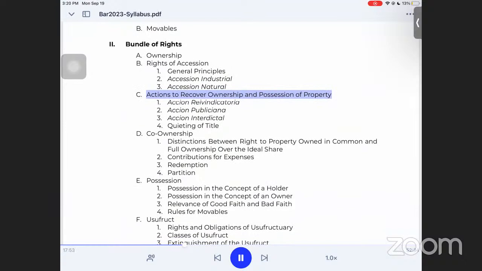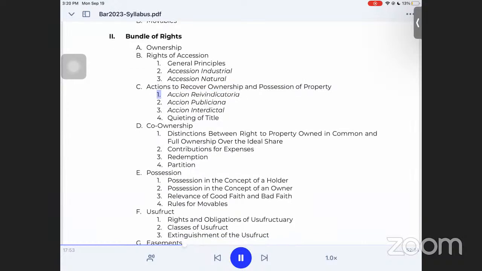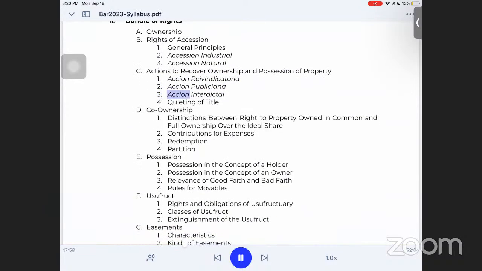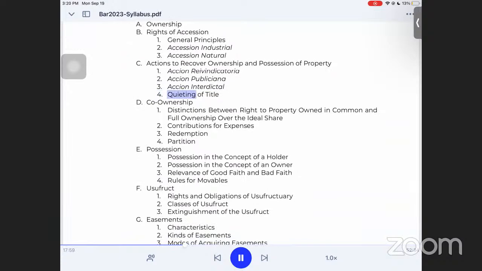C. Actions to recover ownership and possession. 1. Accion reivindicatoria. 2. Accion publiciana. 3. Accion interdictal. 4. Quieting of title.